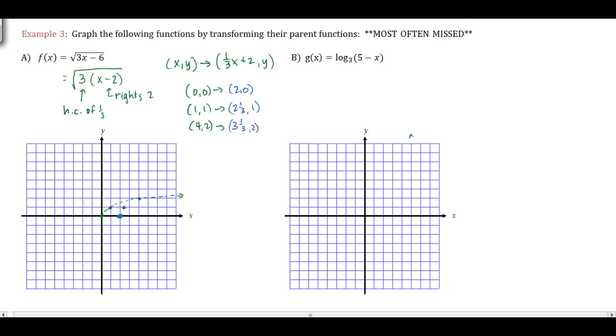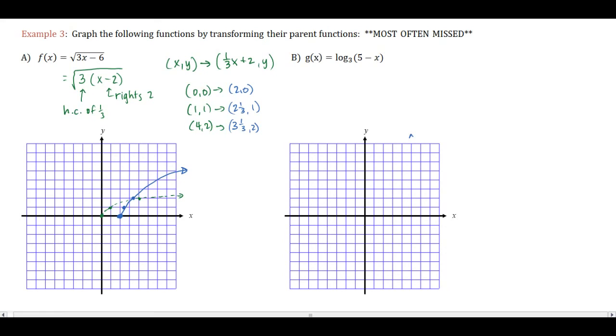And then (3 1/3, 2) is right there. And you can see that this graph is going like this now. It's a lot steeper. And why is that? Because it was horizontally compressed by 1/3, and it was also shifted right 2 units. So the blue graph is the correct graph. I just wanted you to see the transformation.